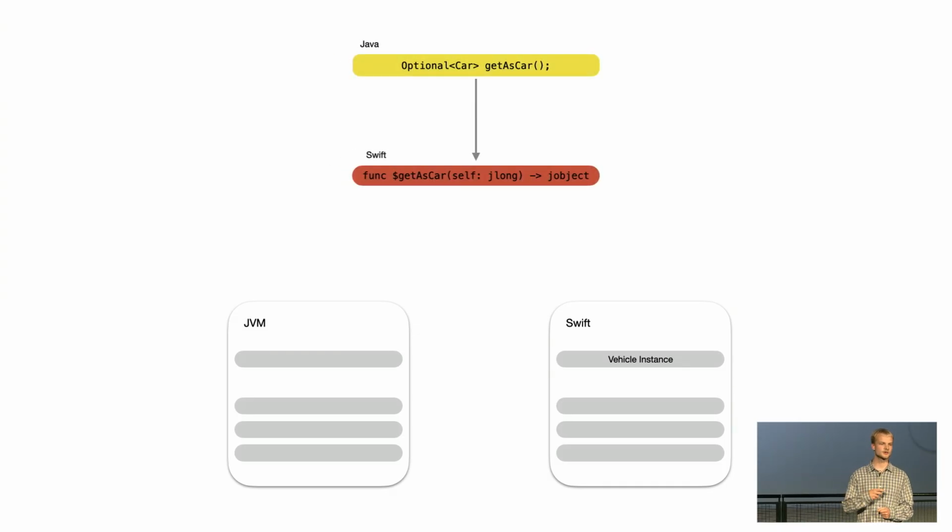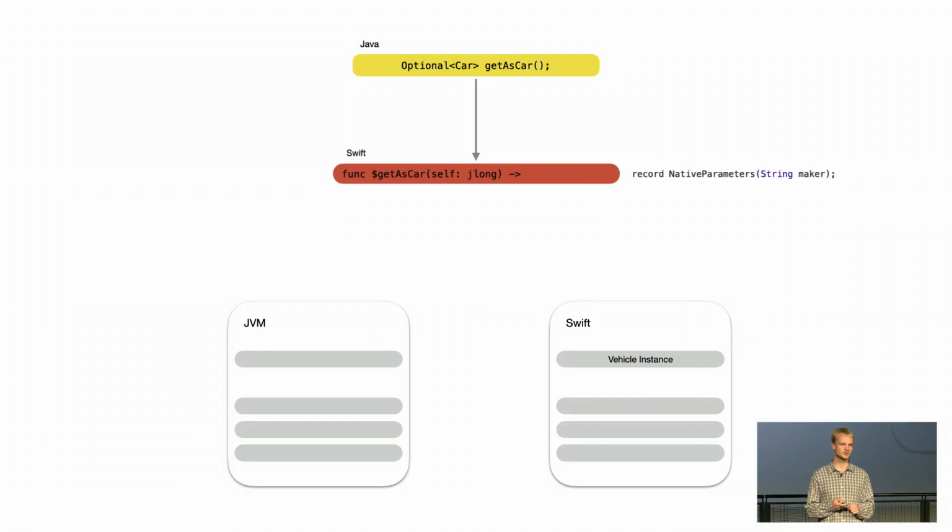The getAsCar function works in a similar way. It makes a down call into Swift using the native function that we just saw. And this returns a J object. Now, a J object is just a pointer to an object in the JVM. And the reason that we're doing this is we're using it to pass back a box of values, which is the associated values. So here it's really a type called native parameters. So we can replace the J object with the native parameters for readability.